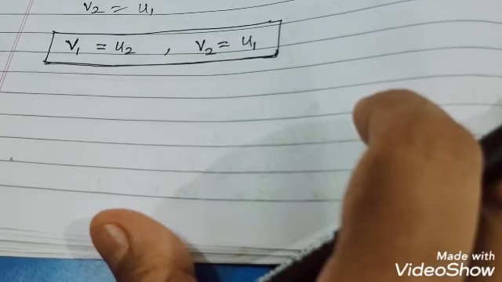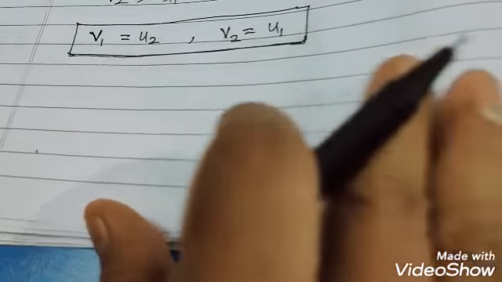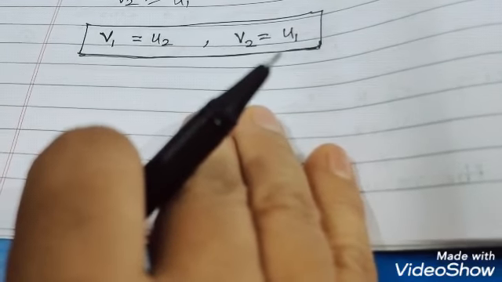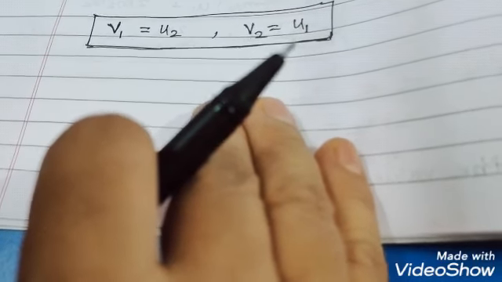This result has an important application in a nuclear reactor, where fast moving neutrons are slowed down by making them collide against the nuclei of the moderator.